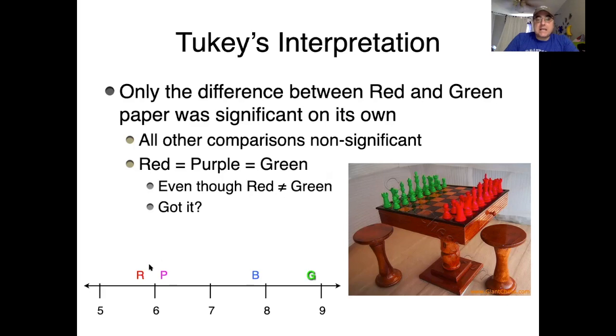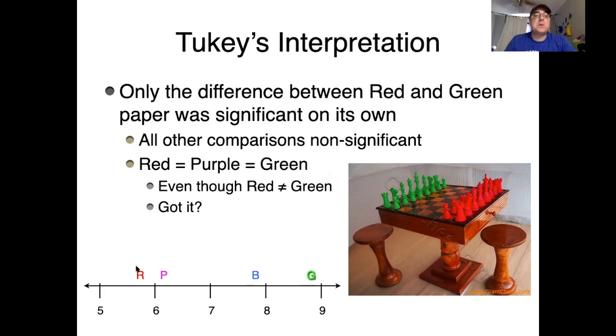Red is equal to purple. As far as we know, the red group and the purple group do not have different mu's based on the evidence that we've been able to collect. Purple equals blue. The difference between purple and blue was not big enough for us to declare with 95% certainty that the mu of those two groups were in and of themselves significantly different. Blue and green, we're not sure that those groups are different in and of themselves. Purple and green, we are not willing to say that those are different from each other.